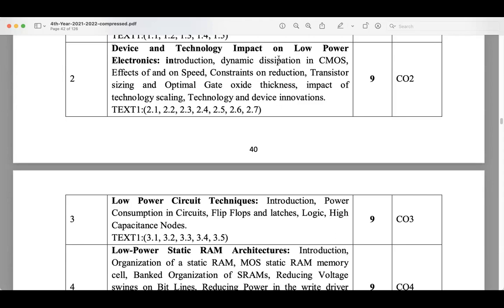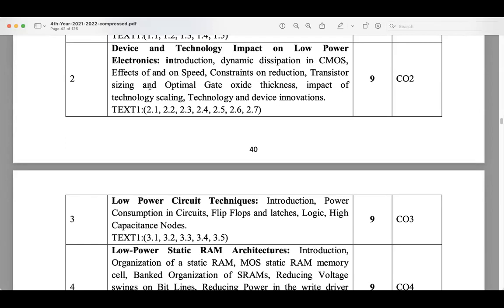So introduction, dynamic dissipation in CMOS, and what are the effects of speed, and what are the constraints when I reduce this power consumption? Can I really reduce VDD? If I reduce the power supply, will it operate properly, right? So all those are challenges. I just cannot drastically reduce.